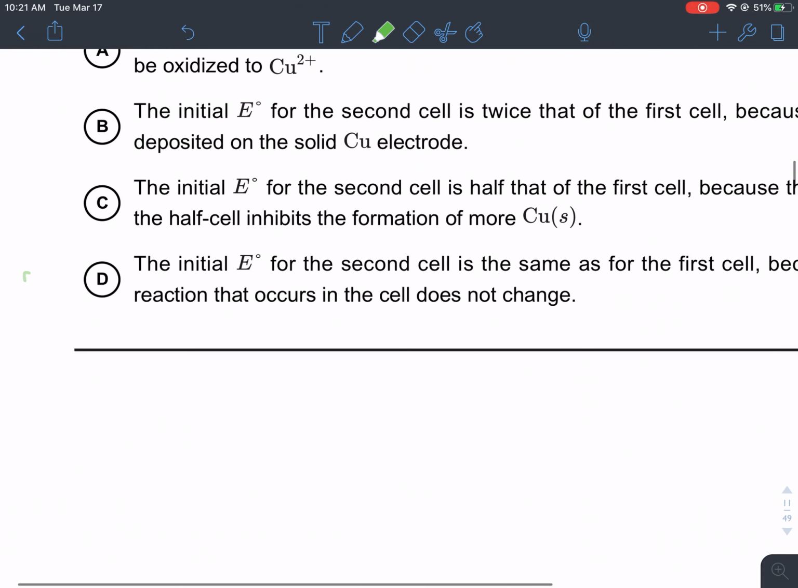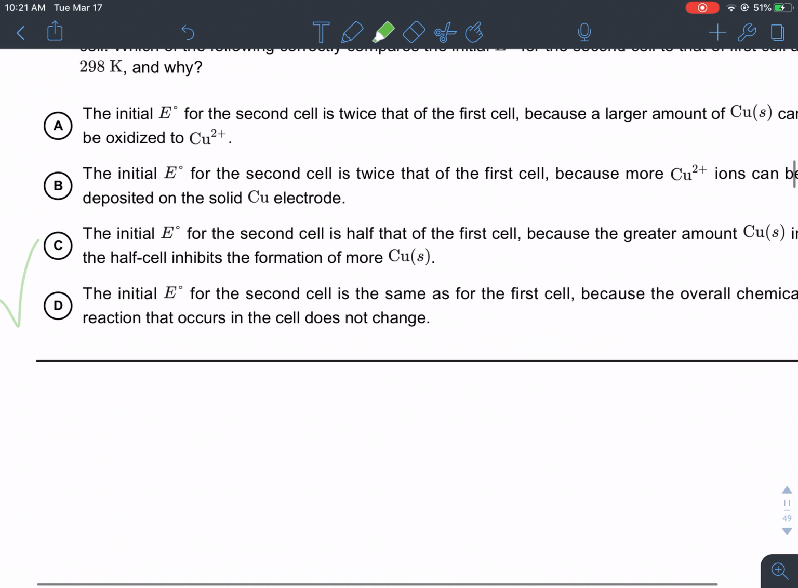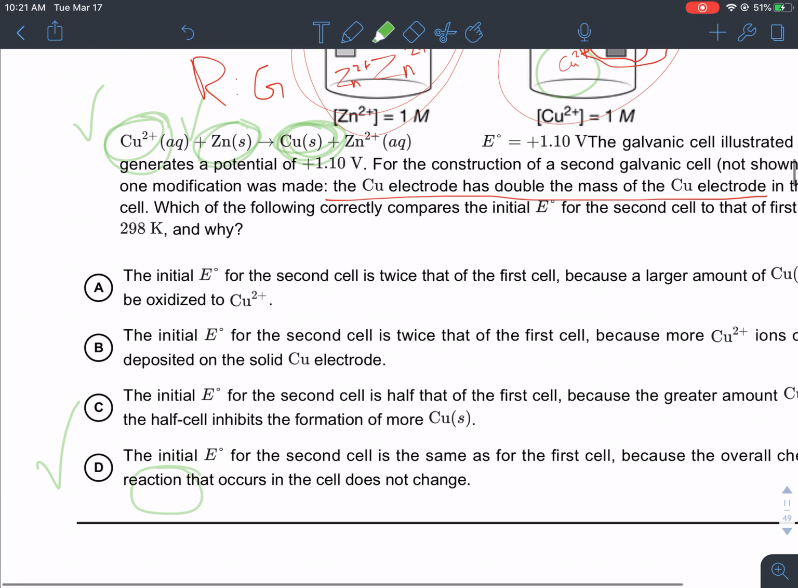The initial E for the second cell is the same as for the first cell because the overall chemical reaction that occurs in the cell does not change. Yeah, why would the reaction change when our reactants stayed the same? Our product was the thing that changed, right? So no, the answer is D. Nothing changes. You just increased the product, not a reactant.